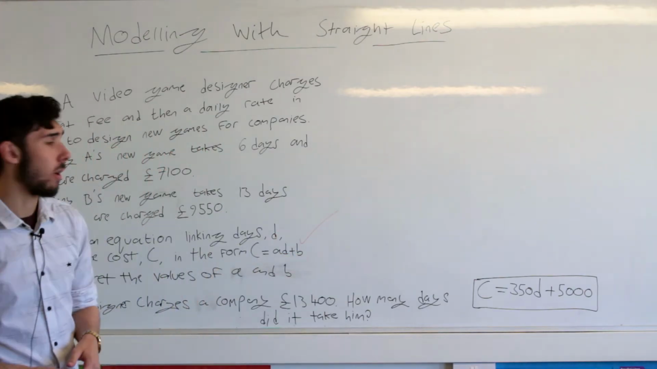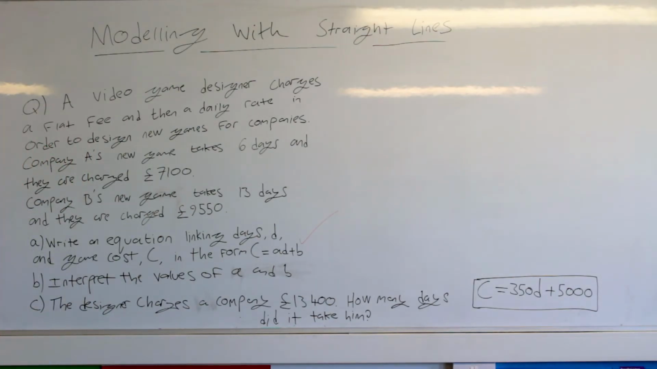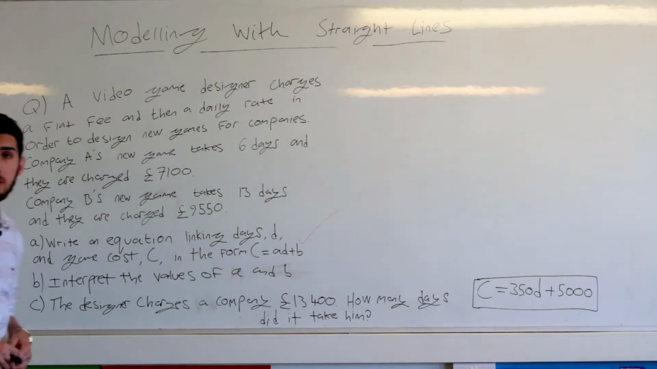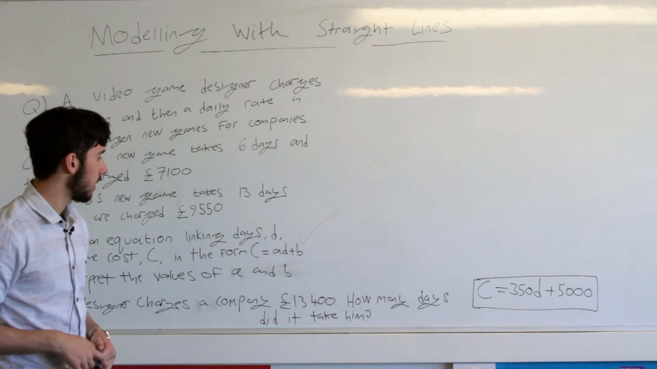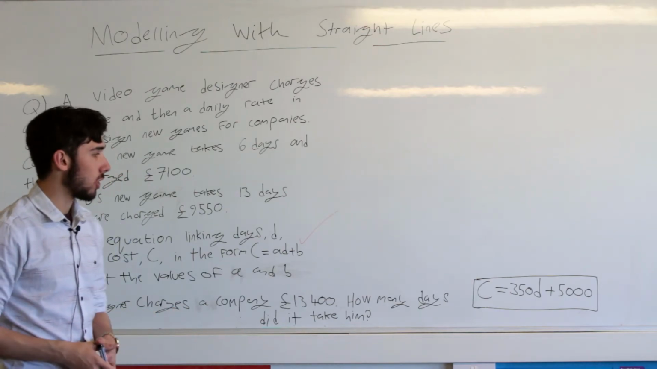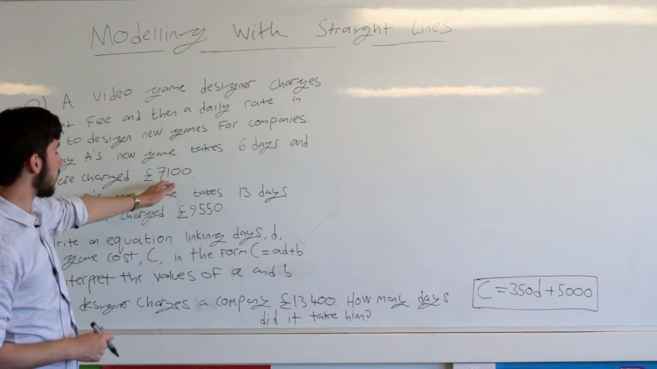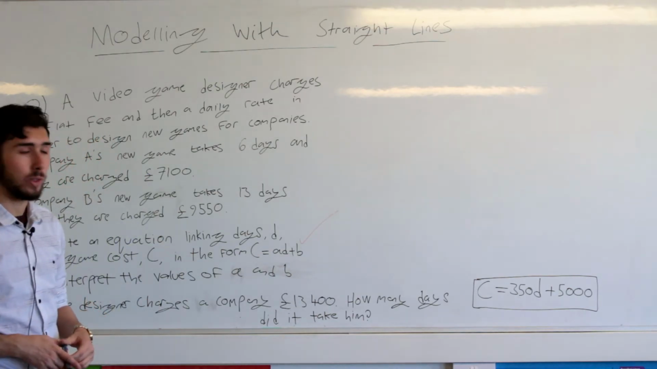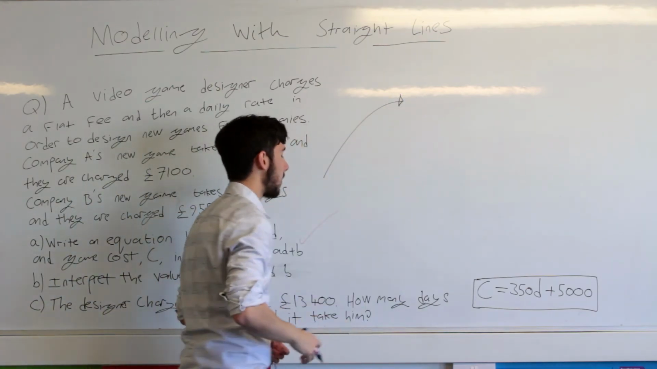Okay guys, this is the last part of the question, and this is going to be worth 1 mark. I think that's a bit steep, but 1 mark. The question is, the designer charges a company £13,400. How many days did it take him? So that's essentially what we need to work out. Instead of being told the number of days, we already know the value of A and B, so we can solve this without too much of an issue. We're going to start from up here.